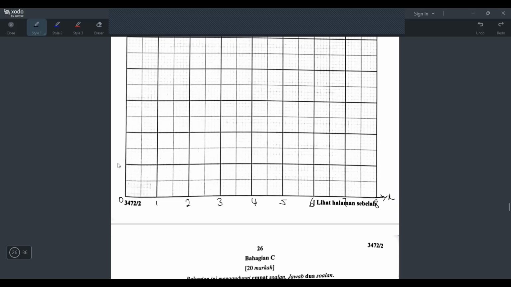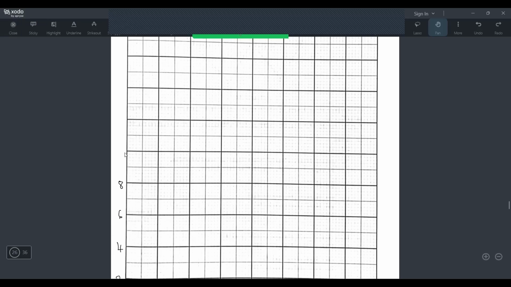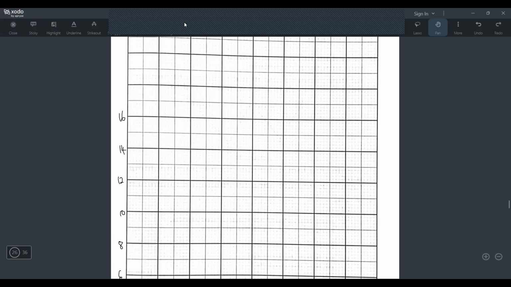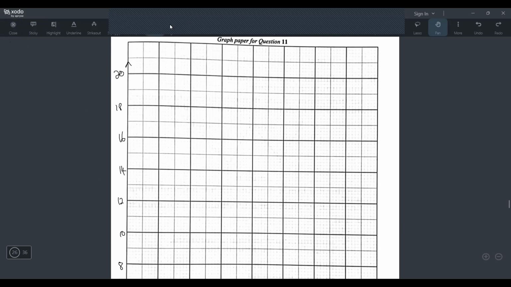And then this one they say 2 cm to 2 units. But I remember the highest value is 20. So I have to go 2, 4, 6, 8, go up until 20. 10, 12, 14, 16, 18, 20, and then this is your y-axis. But you cannot write y, you have to write xy. And then the title later will be graph of xy against x. Okay, xy against x. Okay, and then underline this because this is the title.